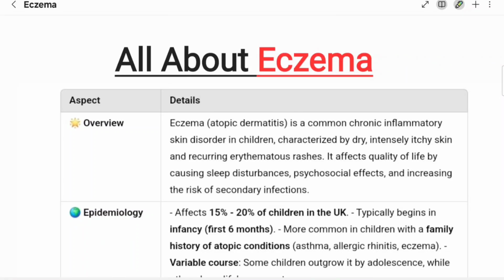Hello my dear students. Today we are going to talk about eczema, that is also called atopic dermatitis. So what is eczema or atopic dermatitis?